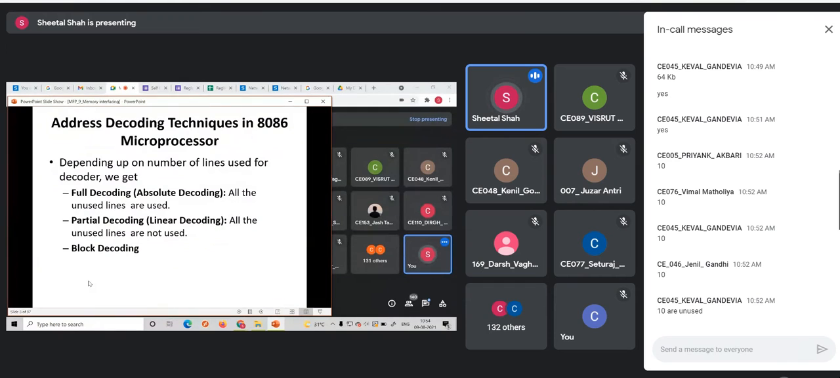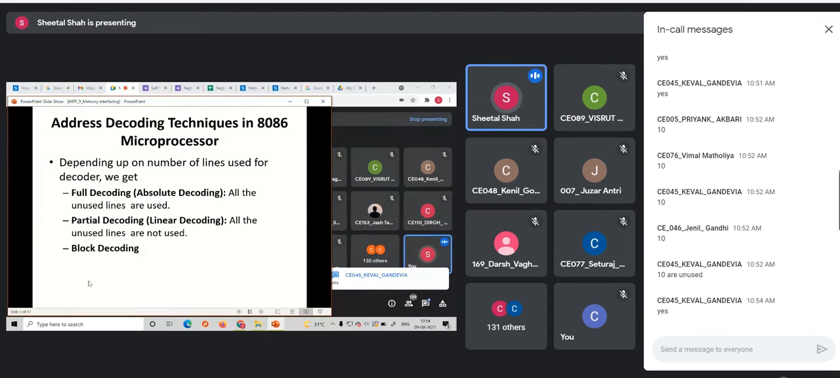The very first one is full decoding, which is also known as absolute decoding. If I'm having a 1 kilobyte IC, then all the rest of the 10 address lines which are left are used for the decoding of that IC. Are you getting me? So all those remaining 10 address lines would be used for decoding of that IC, and hence it is known as full decoding, or absolute decoding.